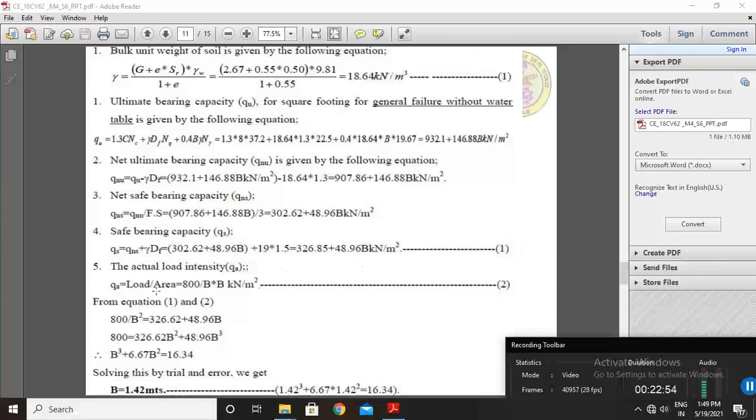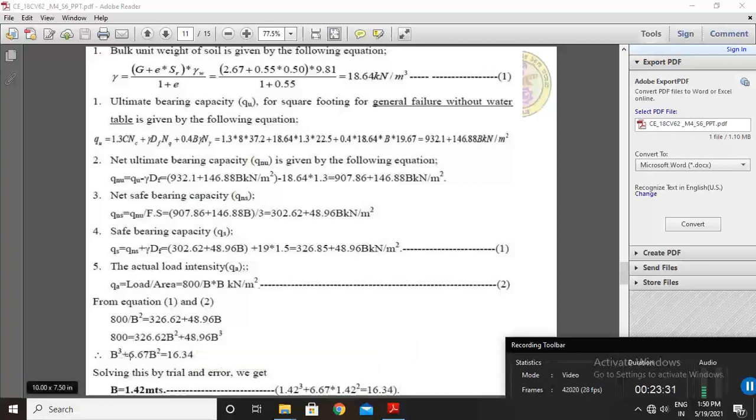Next step, the actual load intensity is given by this relation: qa equal to load by area. So load is given as 800 divided by area, which is B into B, in kilonewton per meter square. This is the actual load intensity in kilonewton per meter square. So this is equation number 2. Now use equations 1 and 2. So here 800 by B square equals 326.85 plus 48.96 times B. So now you solve in terms of B.